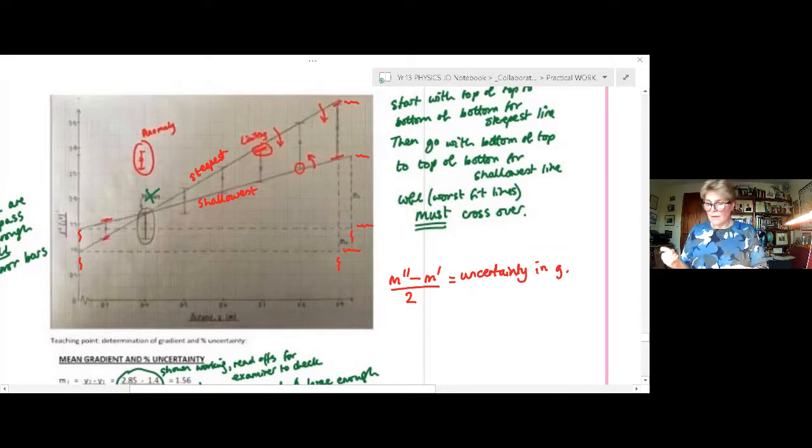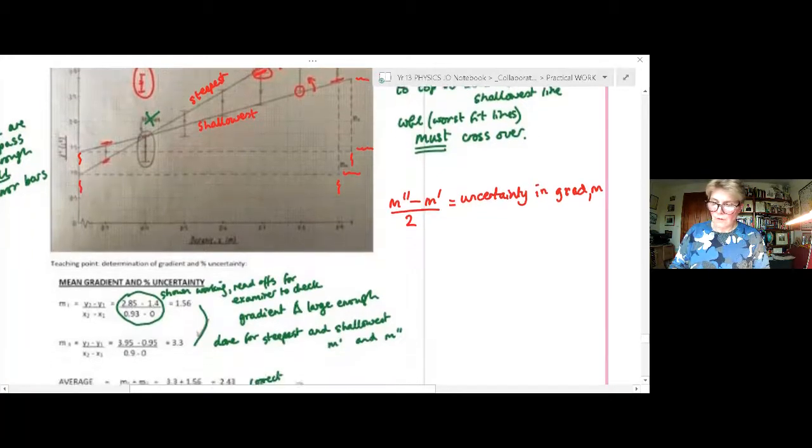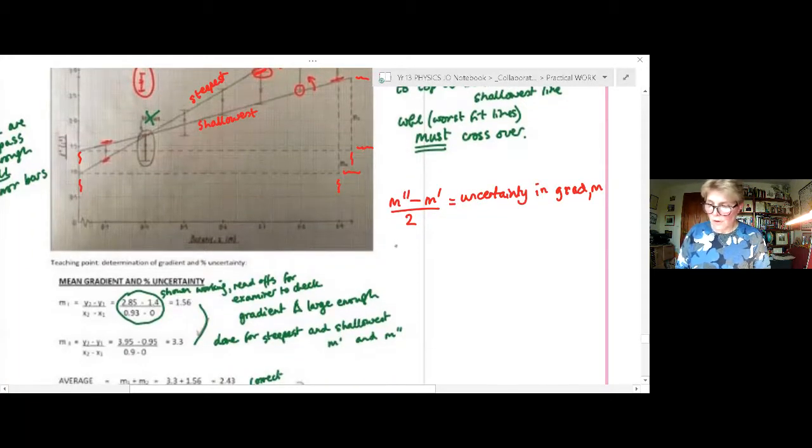And then taking that forward, not in G but in the gradient M, then you don't draw yourself a line of best fit. If the exam wants you to do the steepest line and the shallowest line, then the worst fit lines, that's all you need to do. So in order to get the mean gradient, all you have to do then is get the average of the 2. So the steepest plus the shallowest and divide by 2.